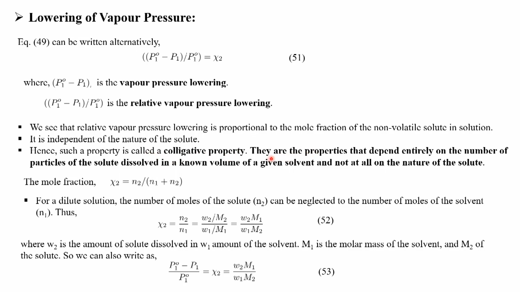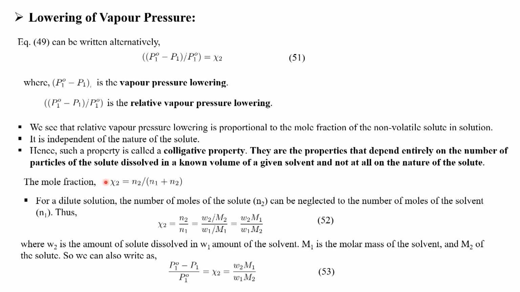What are the colligative properties? They are the properties that depend entirely on the number of particles of the solute dissolved in a known volume of a given solvent, and not at all on the nature of the solute. So it depends only on the number of solute particles present in a given solvent.